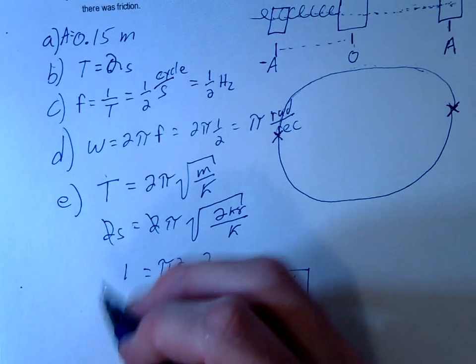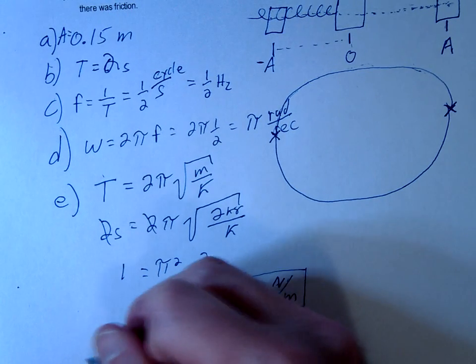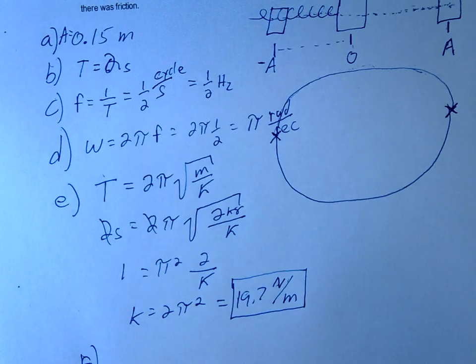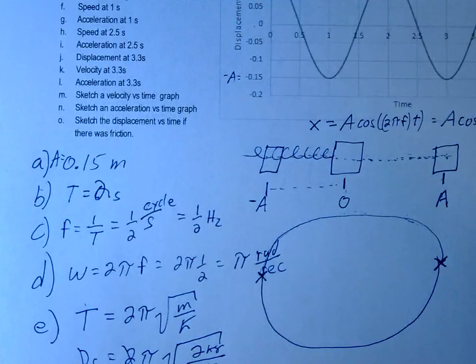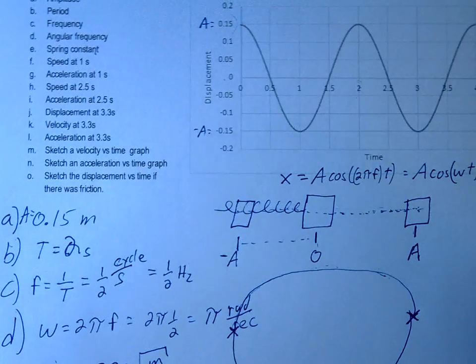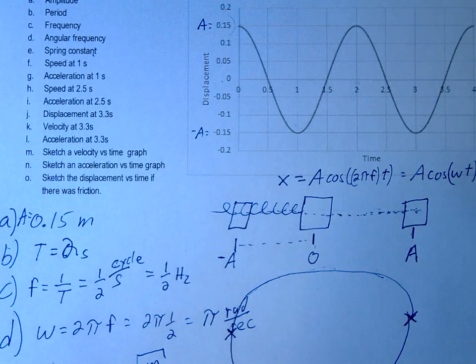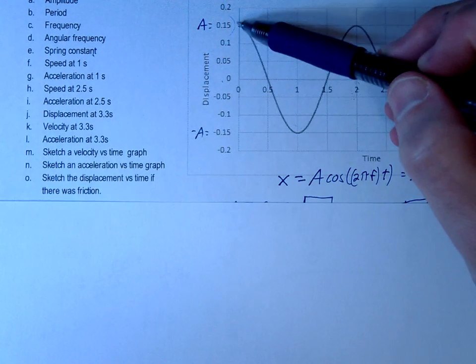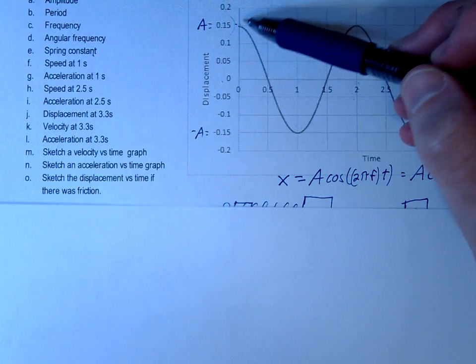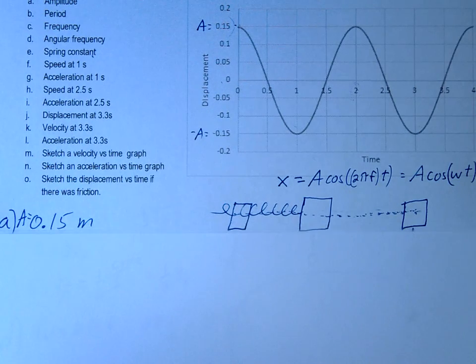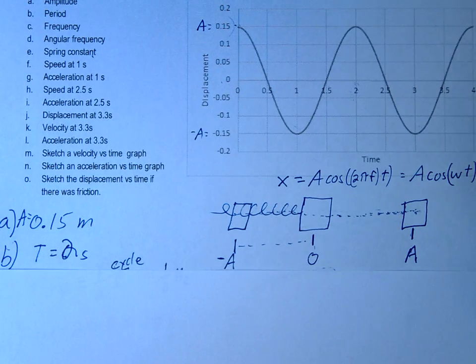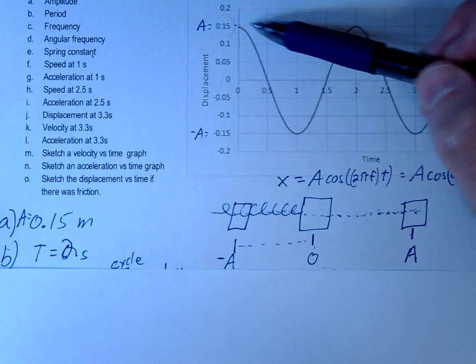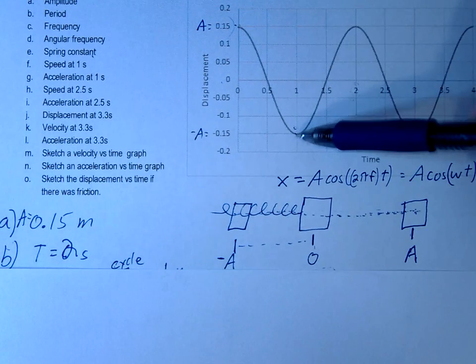All right, A, B, C, D, E, F. What is the speed at 1 second? So let's go back to our graph here. And at 1 second, here we are, we're going across. Let's look at our spring at the same time. There we go. So we're going across here, at 1 second we're over here.